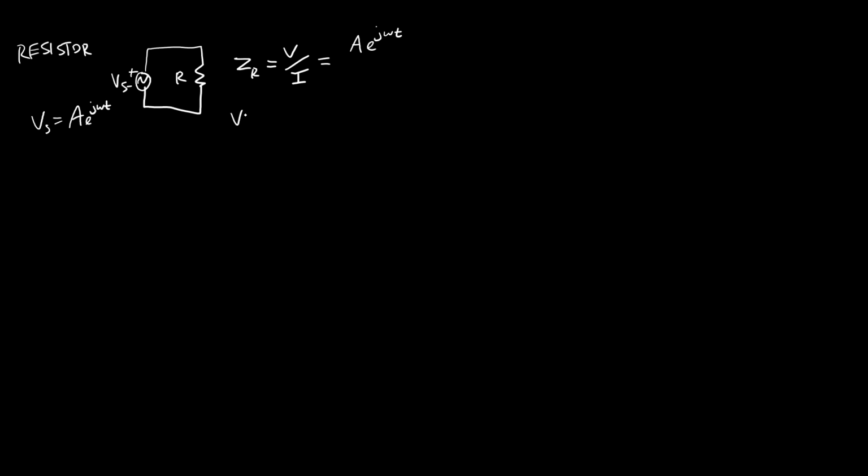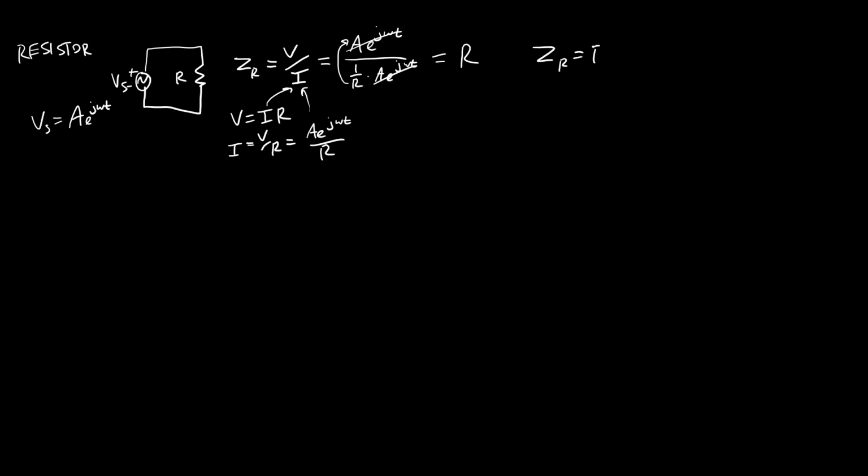And we know that Ohm's law applies to a resistor, so we want to solve for I here. I equals V over R equals A e to the j omega t over R. So if we plug that in for I, we have 1 over R times A e to the j omega t. The A e to the j omega t's cancel. The 1 over R flips up top. And we get just Z_R equals R. So the impedance of a resistor is just equal to the resistance.